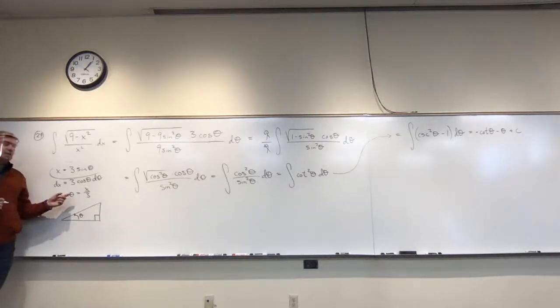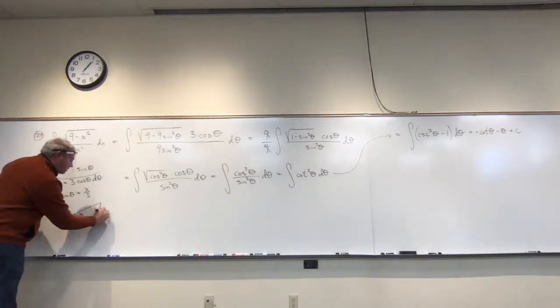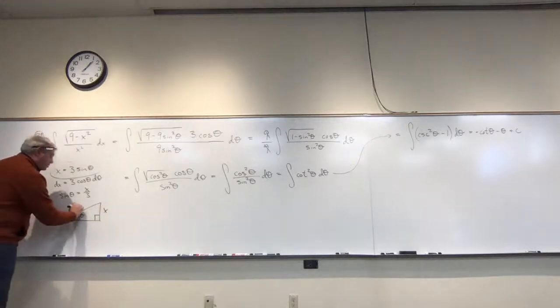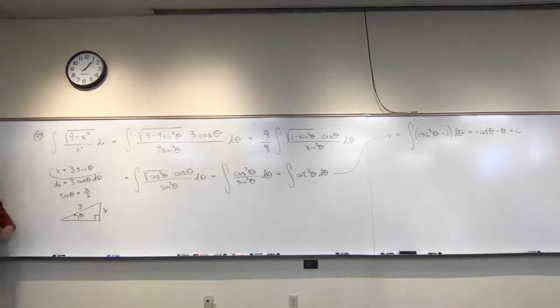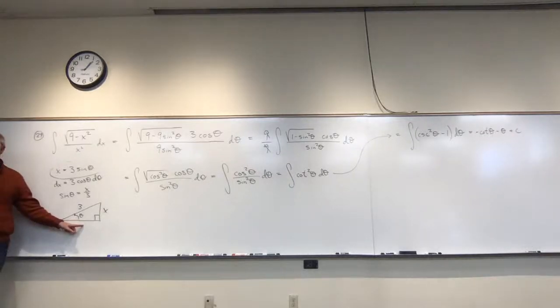Sine of theta is, does anyone remember there's opposite, adjacent, hypotenuse? What is sine? It's the opposite over the hypotenuse. So the opposite is x. The hypotenuse is 3. And then my question is, what's that?